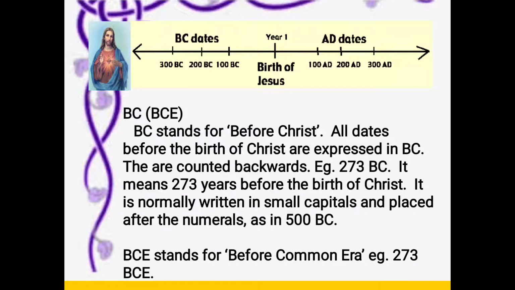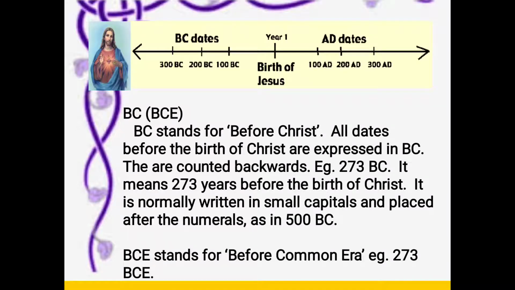Now, when we talk about BC, AD, what do they mean? So, we will discuss that. BC stands for before Christ. All dates before the birth of Christ are expressed in BC. They are counted backward. Example: 273 BC means 273 years before the birth of Christ. It is normally written in small capitals and placed after the numerals as in 500 BC. So BC, the full form being before Christ, means all the events which happened before the birth of Jesus Christ are counted as BC.